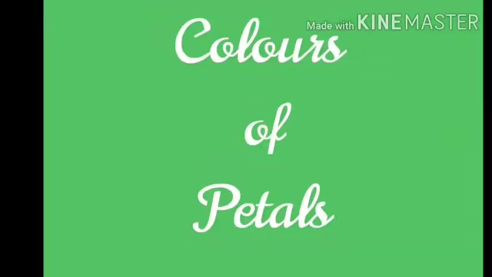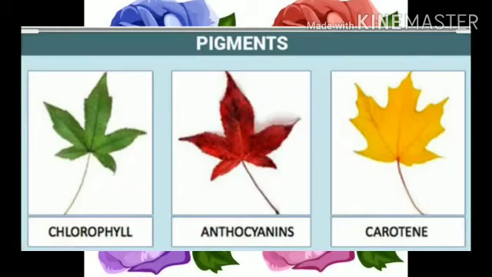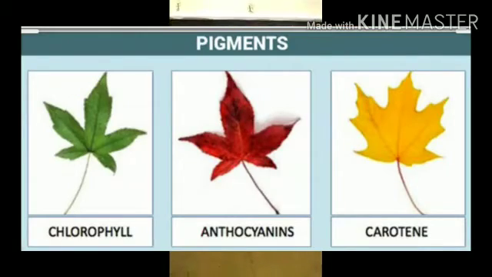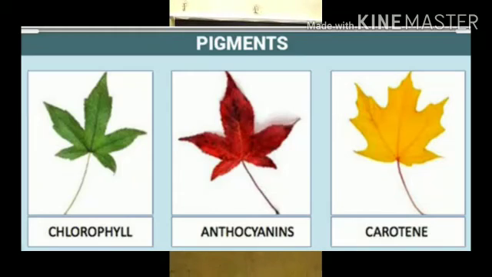I'll give you the colors of the petal and the name of the pigments. Red, pink, blue, purple. These are the colors of the petals. The name of the pigment which is present in these petals is anthocyanin. Yellow and orange are the colors of the petal. The pigment which is present inside the petal is carotenoids. You all know green contains the chlorophyll.